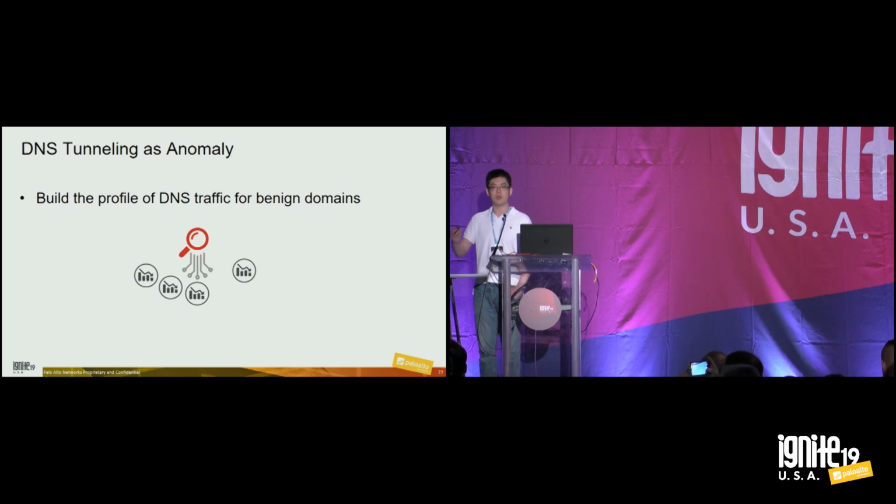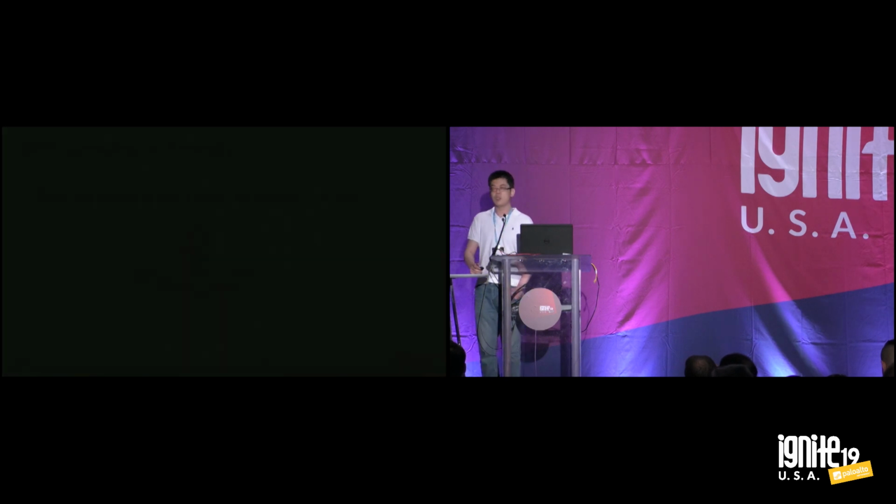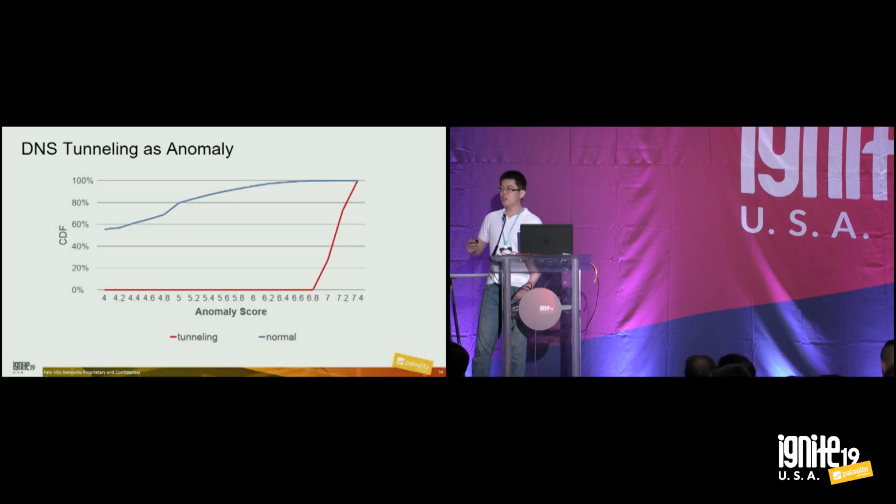So based on the above characteristics, we build the behavioral profile of DNS traffic for normal DNS, for the benign domains. And then we detect DNS tunneling by identifying the domains with anomalous traffic. This figure shows the anomaly score of tunneling and non-tunneling domains. We can see that all of the tunneling domains have an anomaly score larger than 6.8. However, 99% of non-tunneling domains have an anomaly score smaller than 6.8.